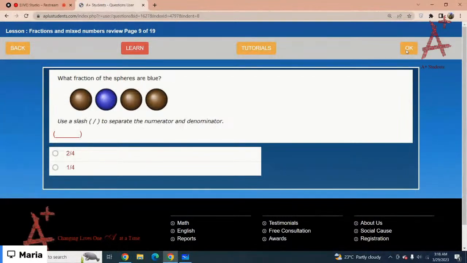What fraction of the spheres are blue? Just one of them is blue. Got it? It would be 1 out of 4. Yes, 1 out of 4 are blue. Got it?